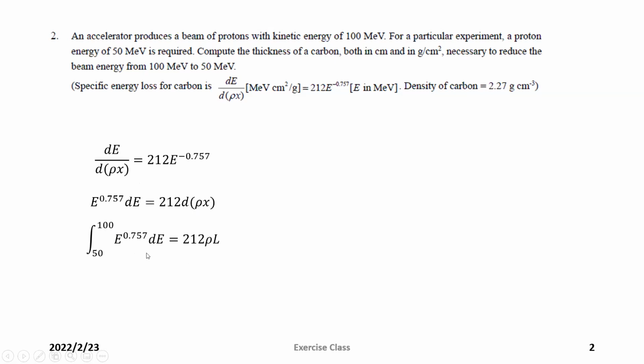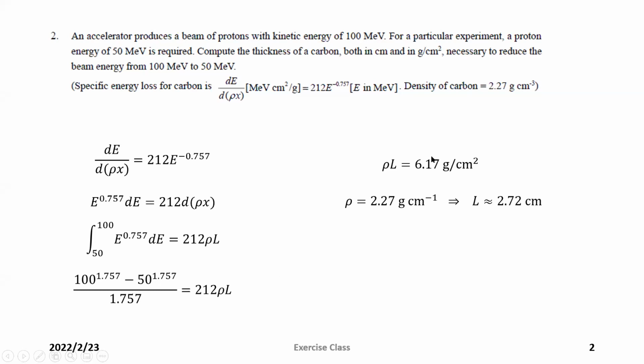For the left-hand side, we integrate from 50 MeV to 100 MeV. And on the right-hand side, the integration of x will be the thickness that we want to obtain. So you can just do the integration, and then we can obtain rho L to be 6.17.